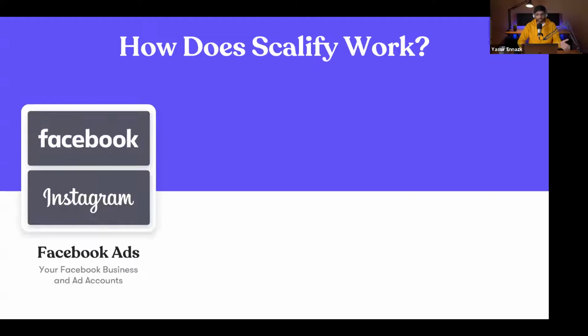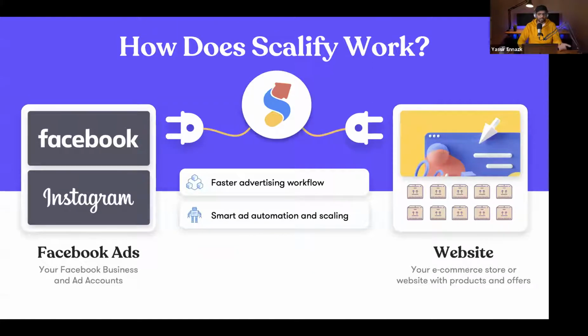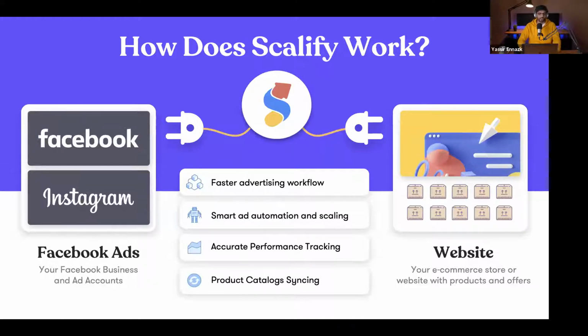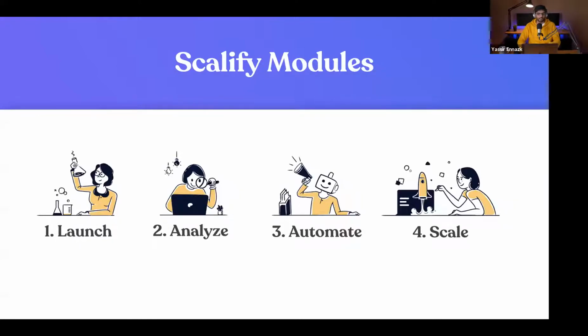We also talked about how Scalify works, how it connects to your website and to your Facebook advertising in order to make a better workflow: a faster advertising workflow, smart advertising automation, easier ad scaling, accurate performance tracking, product catalogs, and so on. We talked about the Scalify modules. We have 4 modules: launch, analyze, automate, and scale. Each module helps you with one of the advertising phases that you do every day.